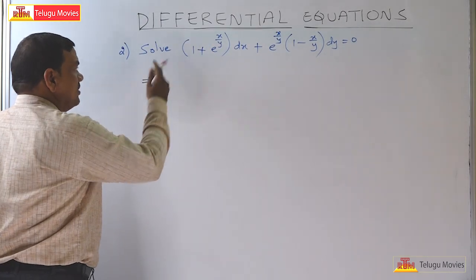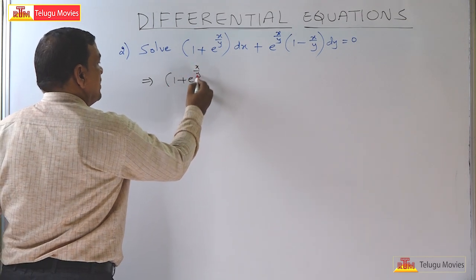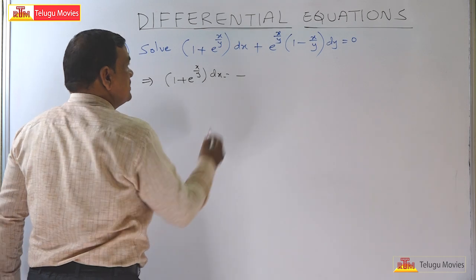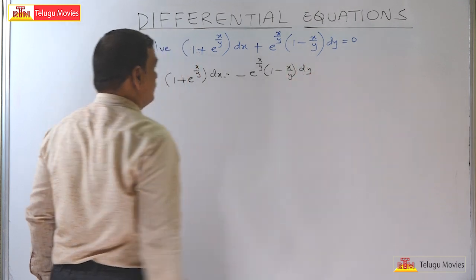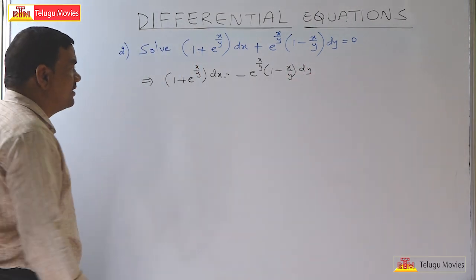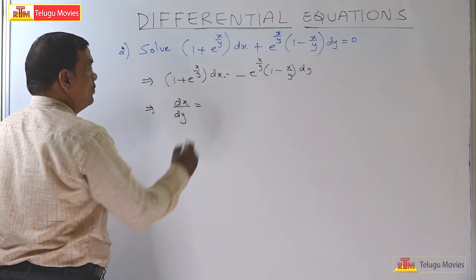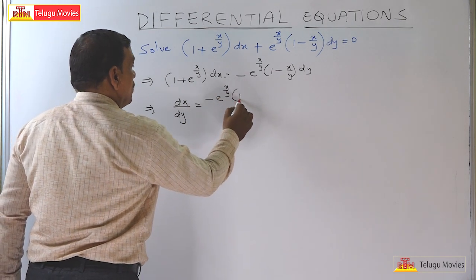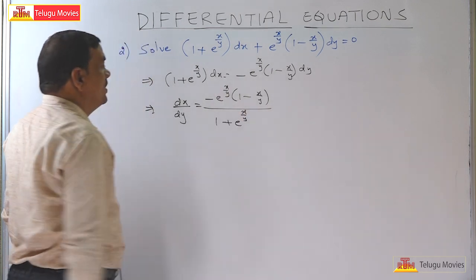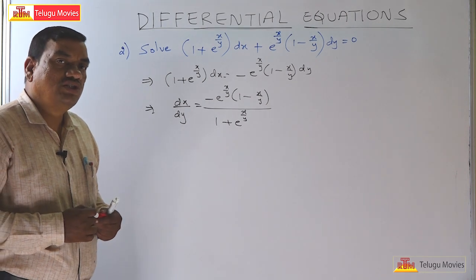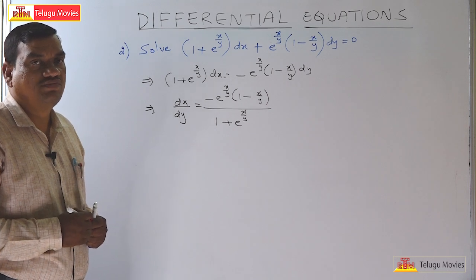First thing is take the dy term to the right hand side. So that is (1 plus e power x by y) dx is equal to minus e power x by y (1 minus x by y) dy. Okay now, take the dy term this side and the remaining term that side. Therefore dx by dy is equal to minus e power x by y (1 minus x by y) divided by (1 plus e power x by y). As in the example I have already given, this is a homogeneous differential equation.